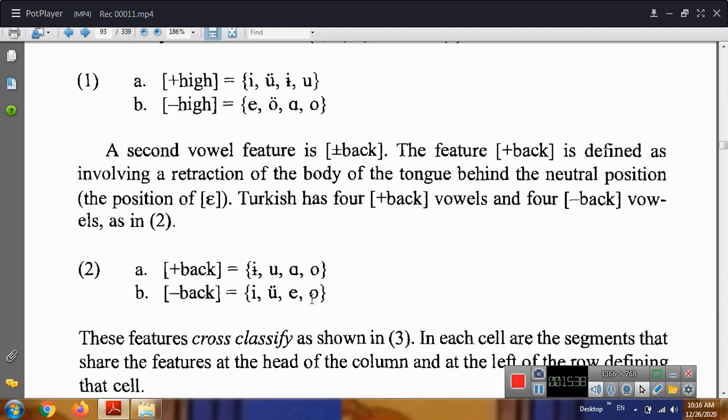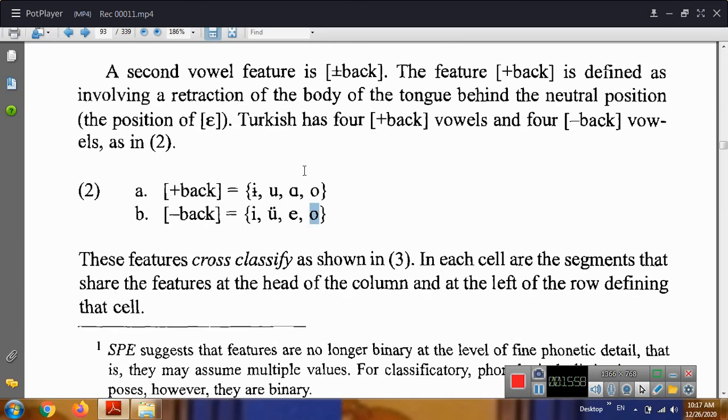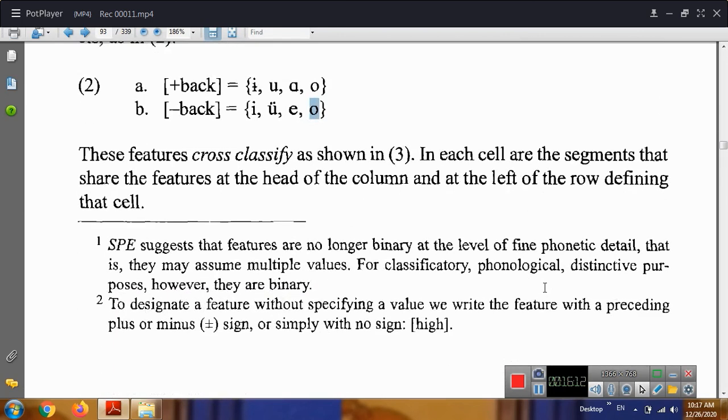I think here we have a problem. Okay, they are not the same. Here we have such sounds. Please don't make mistakes. Here this kind of O is present, and they are not the same. These features classify as shown in the tree. In each cell are the segments that share the features at the head of the column and at the left of the row defining that cell.